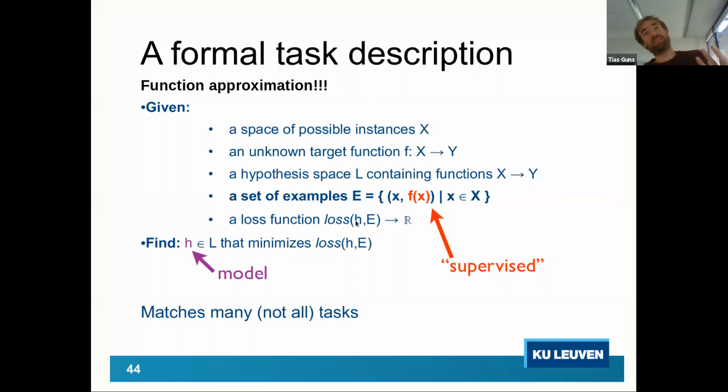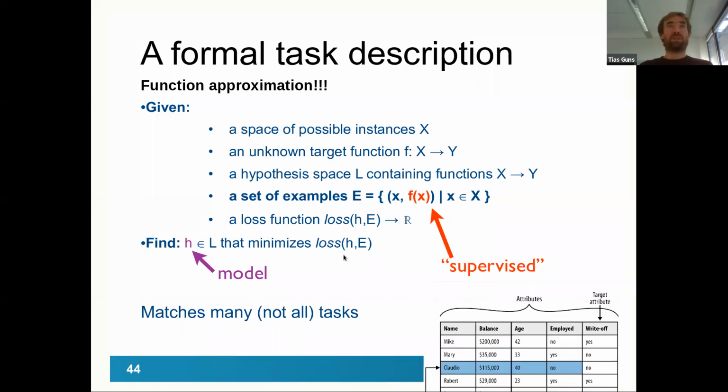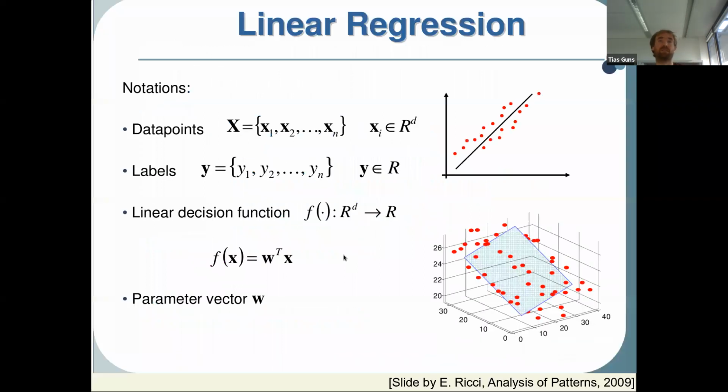So H is the model that we're going to learn. It applies this to a set of examples and it gives you a real valued number, typically between 0 and 1, for example, accuracy. And so the goal is to find a model, to find an instance of this function that minimizes the loss. Okay, yes, I've said that.